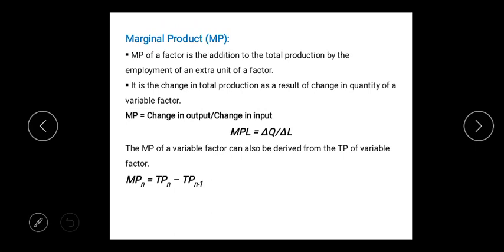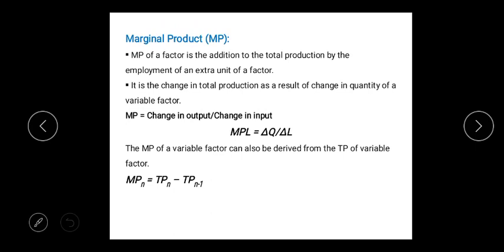So simply, marginal product is the change in total production as a result of change in quantity of a variable factor. Thus, marginal product is equal to change in output divided by change in input. If we take labor as a variable factor, then marginal product of labor can be calculated by MPL is equal to del Q divided by del L. Del here stands for change. It means that the change in output, or del Q, is due to change in quantity of labor employed, that is del L.